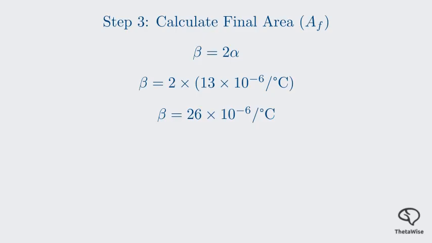The marking guideline confirms this result. Now we can plug all our values into the formula. AF equals A naught times beta times delta T plus A naught. This formula represents the initial area plus the increase in area due to expansion.